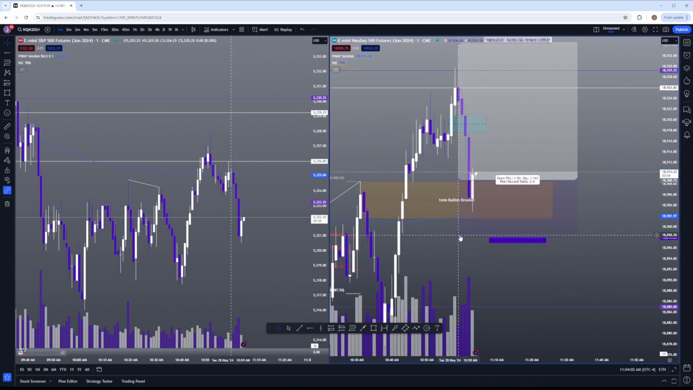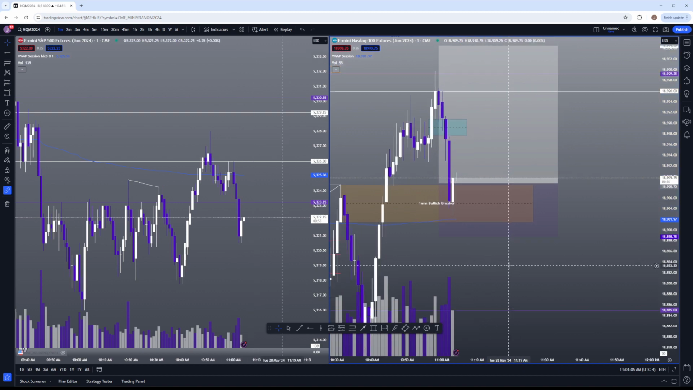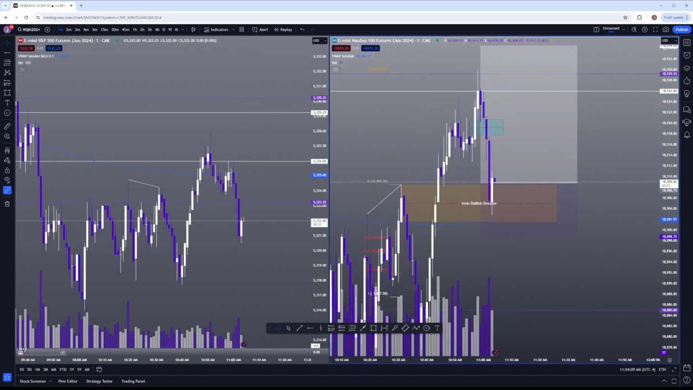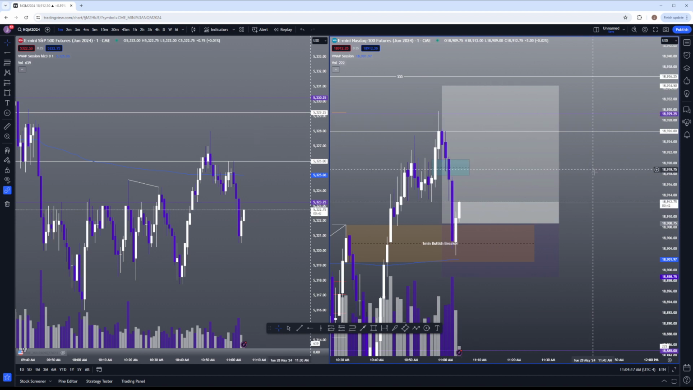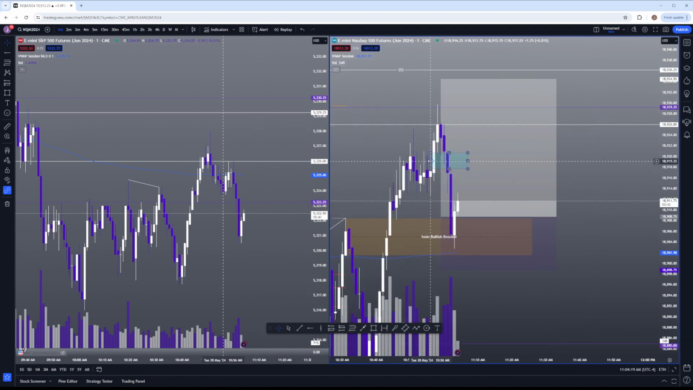Now we got to see us really push through. I'm gonna keep a 40 tick stop down below 18,898.75. So just half a lot so far. Again, just in half a lot so far.